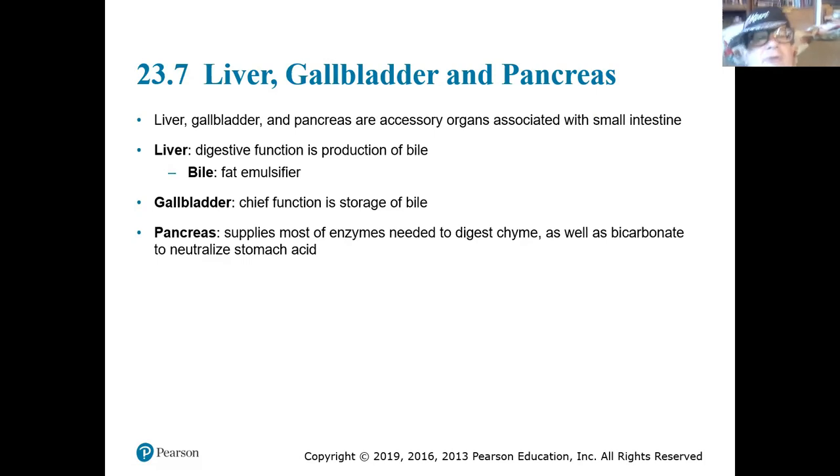Liver, gallbladder, and pancreas are accessory organs. Good, we're going to talk about these associated with the small intestine. The liver, its digestive function is the production of bile.